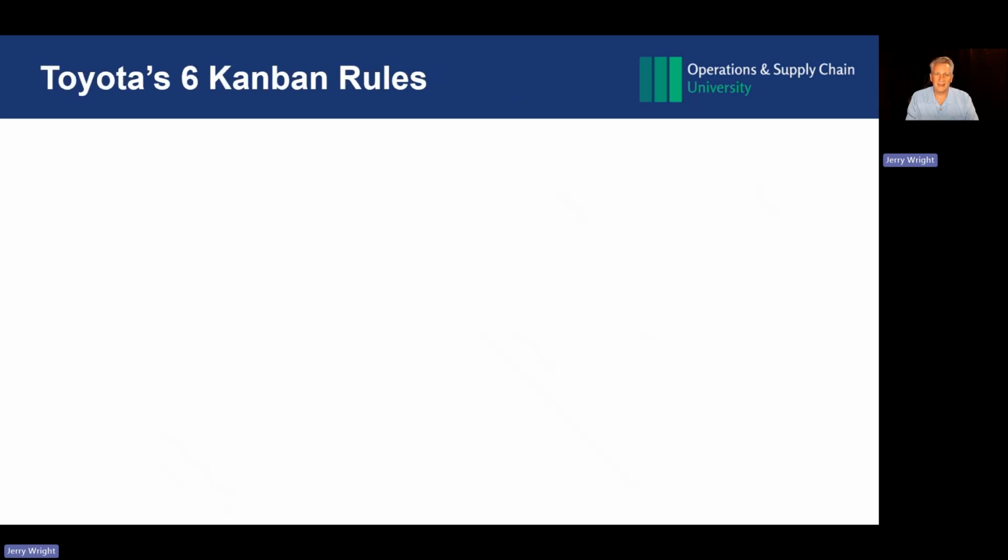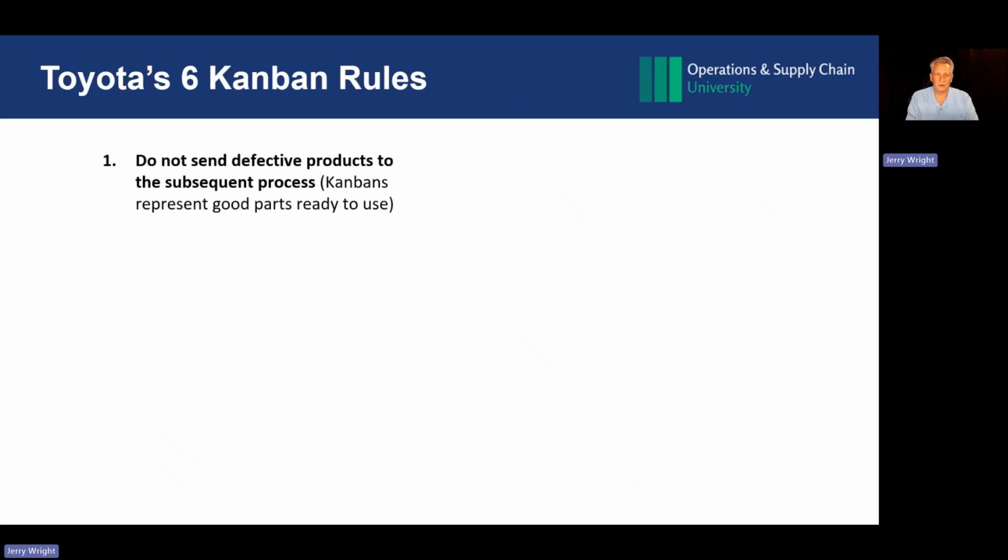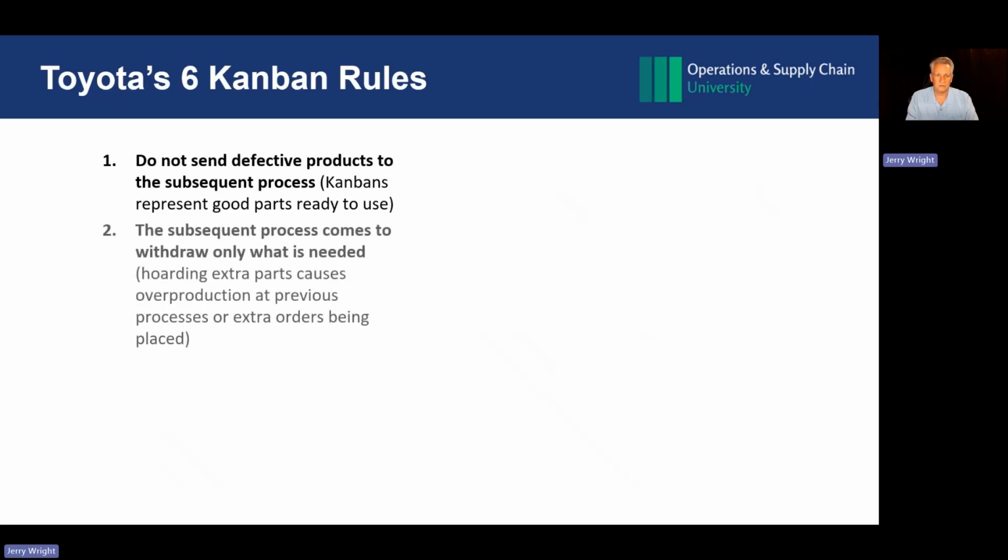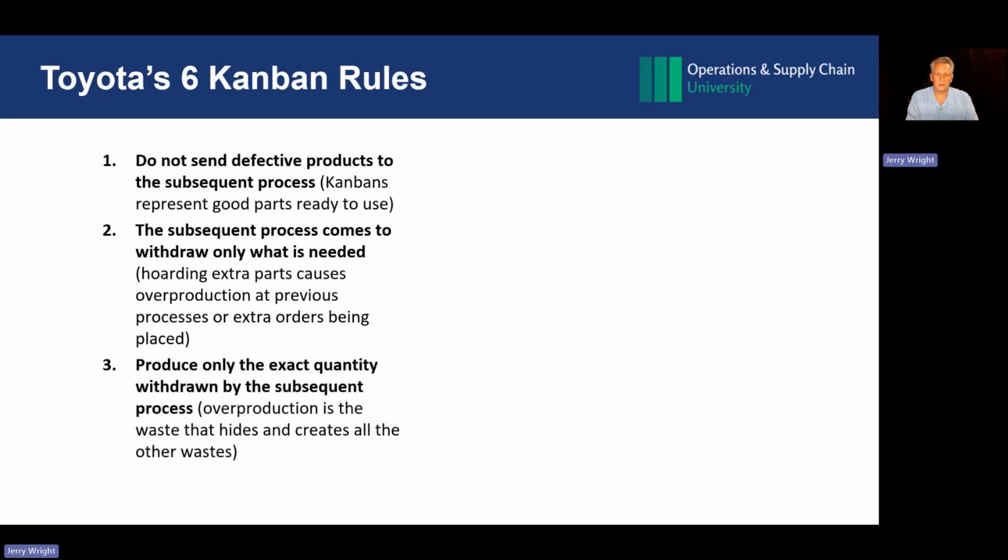Now, Toyota has 6 Kanban rules. 1, do not send defective products to the subsequent process or the downstream process. Kanbans represent only good parts ready to use. 2, the subsequent process comes and takes only what is needed. No hoarding. I don't take extra. I only take exactly what's needed because it causes problems if I hoard. 3, produce only the exact quantity. Don't make extra, just make the Kanban quantity and you're done. We don't want to cause overproduction because it hides and creates all the other wastes.